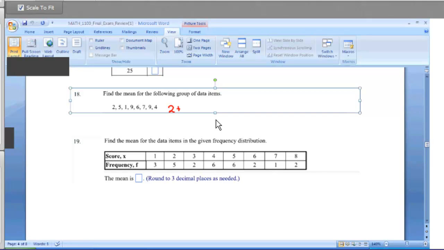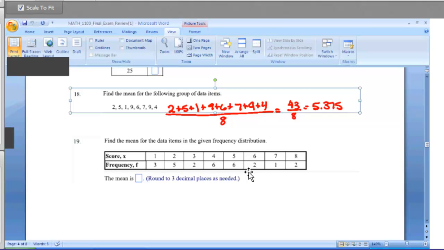So 2 plus 5 plus 1 plus 9 plus 6 plus 7 plus another 9 plus 4, and there's 8 of those total, so all over 8. Then we add the top, we get 43 over 8, and that is 5.375. So the mean, or the average, the way we typically think of it, is the 5.375.